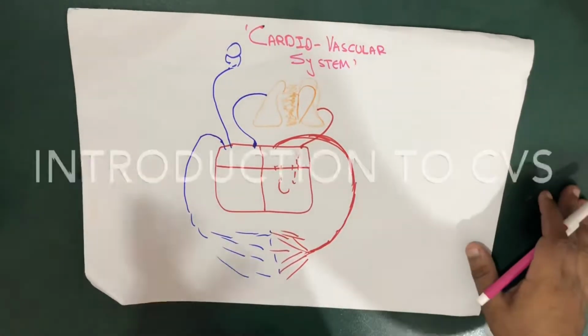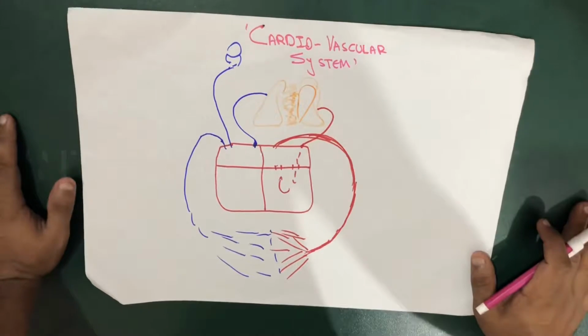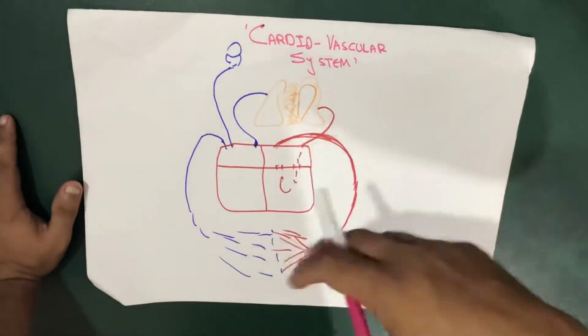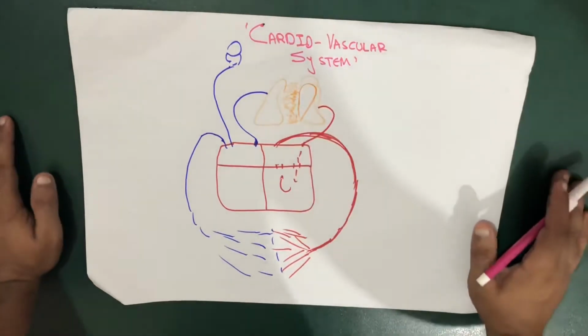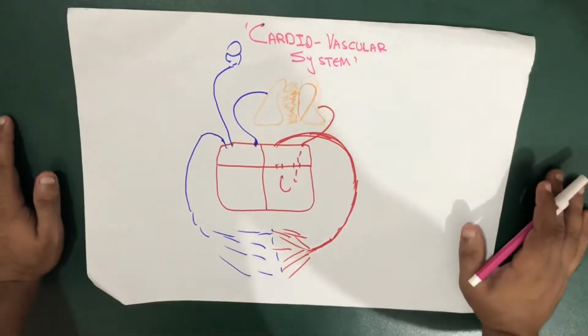In this session of the video, we're going to talk about the basics of the cardiovascular system. We just want to get an overview of the cardiovascular system. What is the cardiovascular system? It's also called the circulatory system of the body.